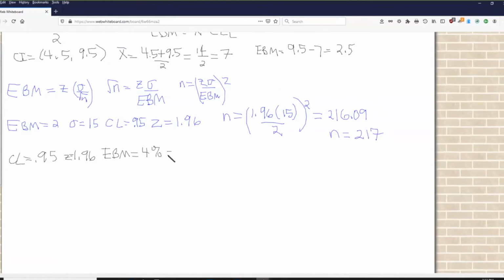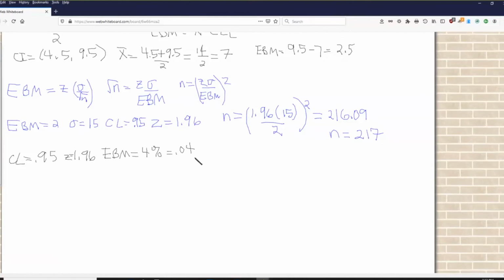Okay, so if it's 4%, what is that going to be as a decimal? 0.04. Good. Okay. And that's all it gave you? Yes. And it wants to know the sample size. Yeah, what size of sample is needed?